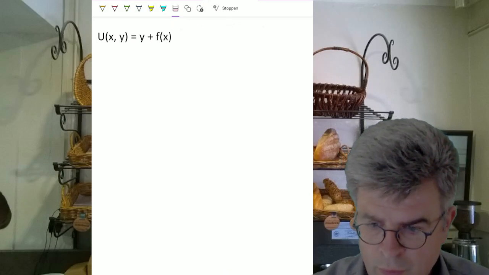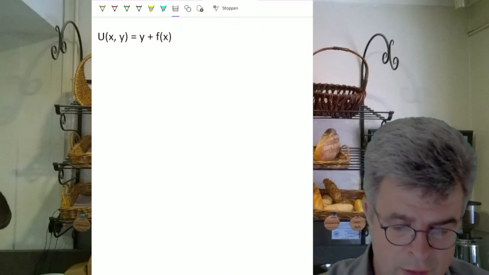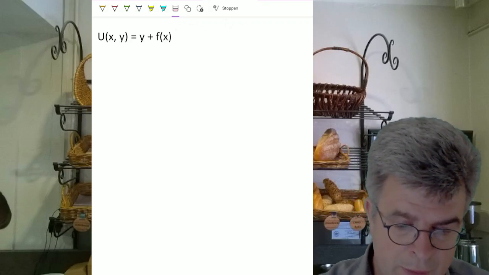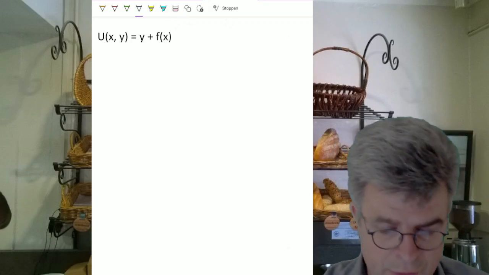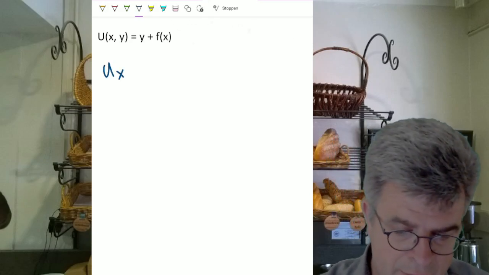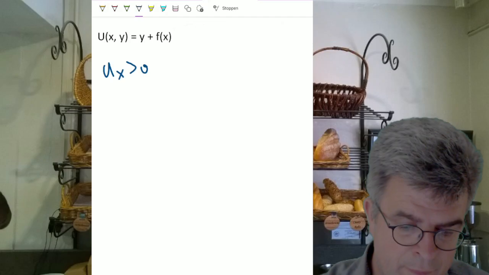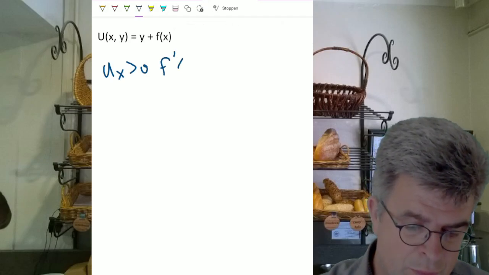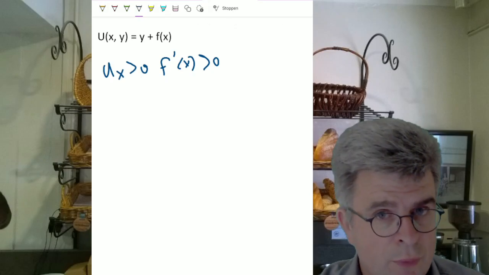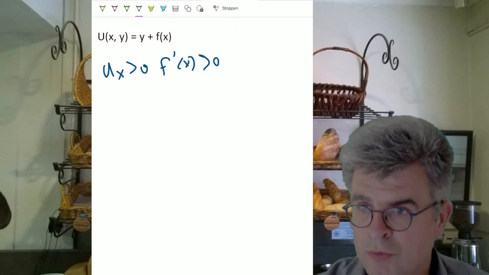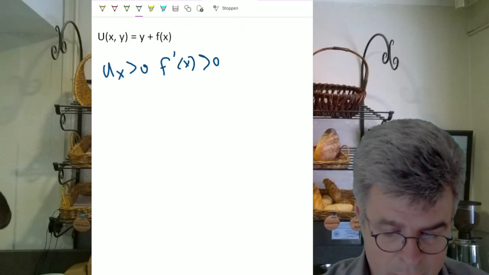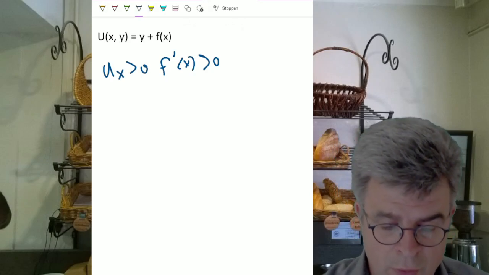Now, for concavity, a couple of things need to hold. First, we need that with respect to both goods, the first derivative is positive. So the derivative of this utility function with respect to x should be positive, which holds in this case because it is given that the derivative of the function f, which we don't know what it is, is positive.